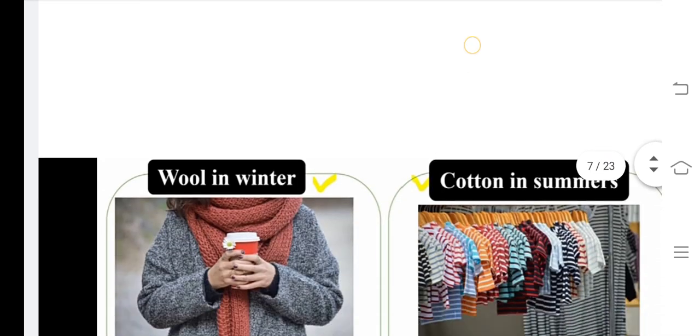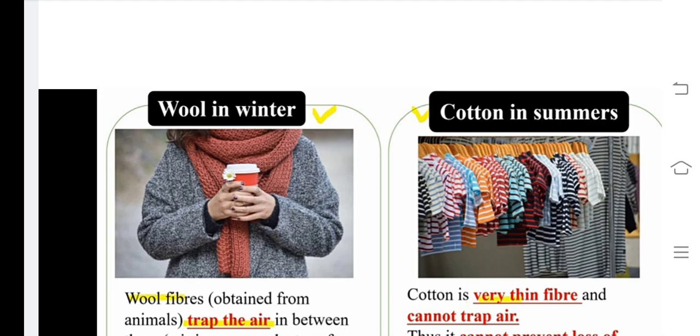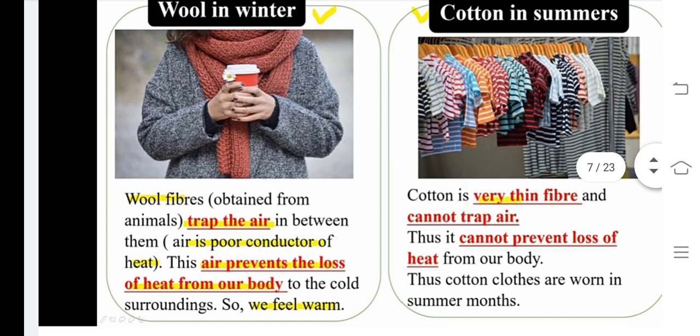Next, observe carefully, children. Why do we prefer wool in winter? Why do we prefer cotton in summer? See, wool fibers obtained from animals trap air in between them. Why? Because air is a poor conductor of heat. This point is very important, children. This air prevents the loss of heat from our body to the cold surrounding, so we feel warm.